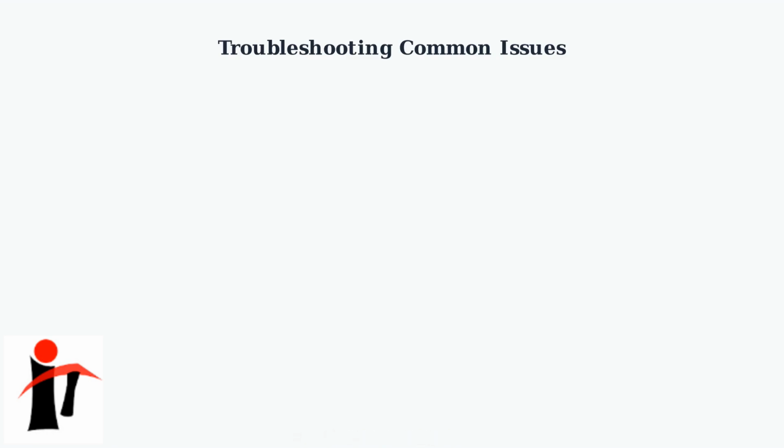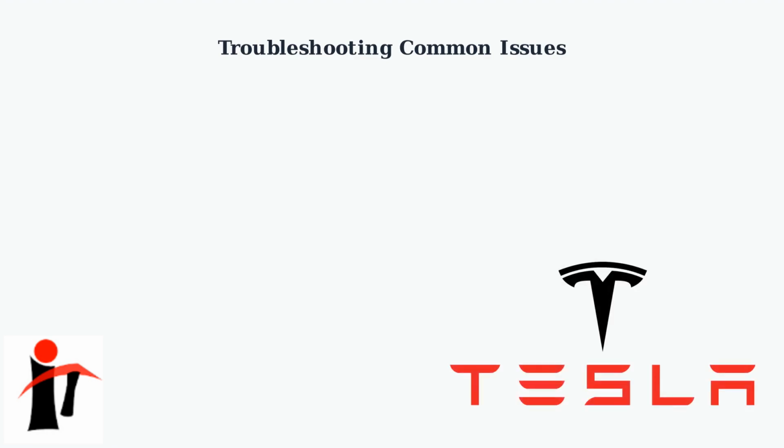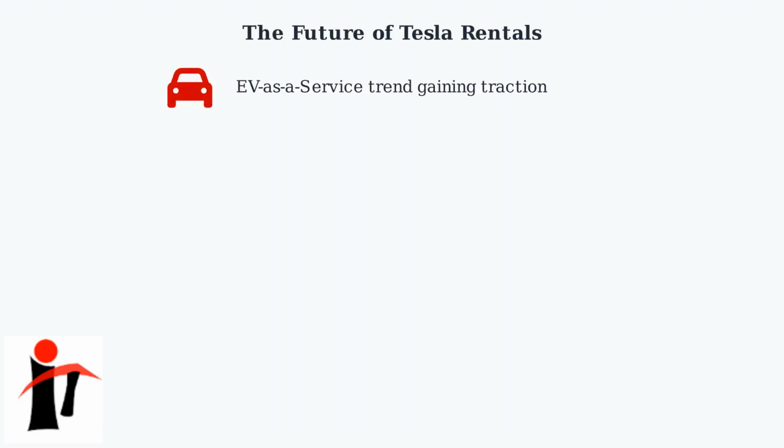Tesla rolled out important bug fixes in August 2025, which improved access setup success rates to 98%. The Tesla rental market is rapidly evolving, with trends like EV as a service gaining significant traction. This model allows users to access electric vehicles on demand, similar to ride-sharing, but for personal use.